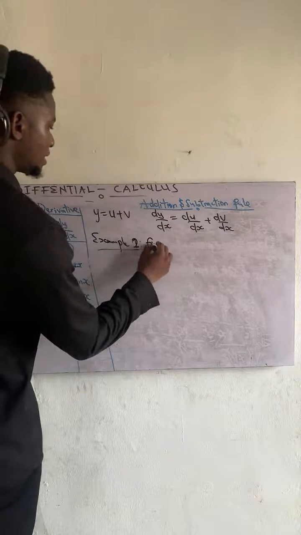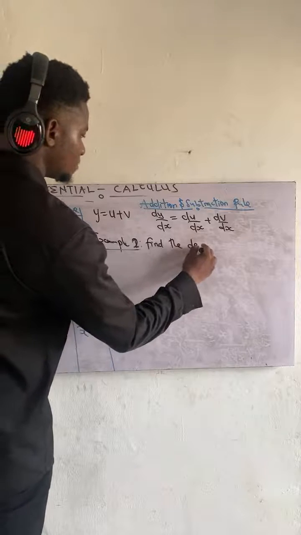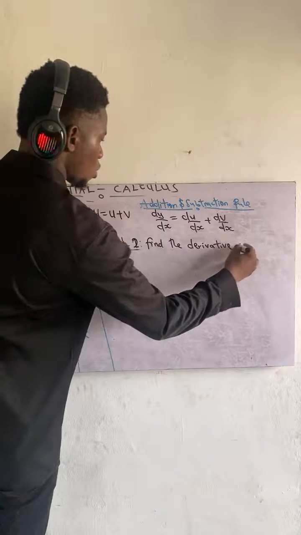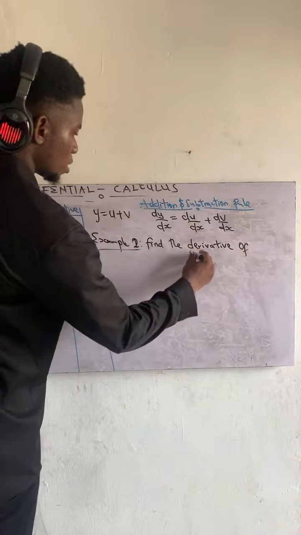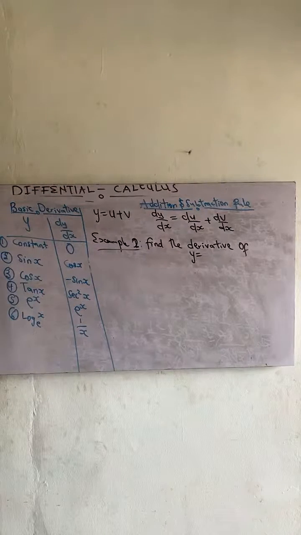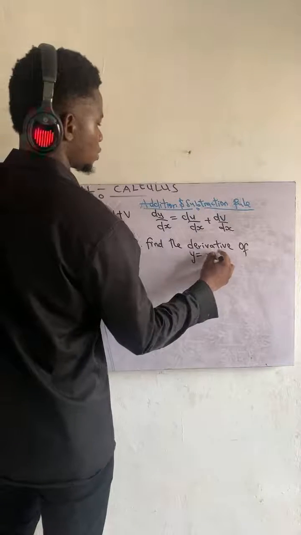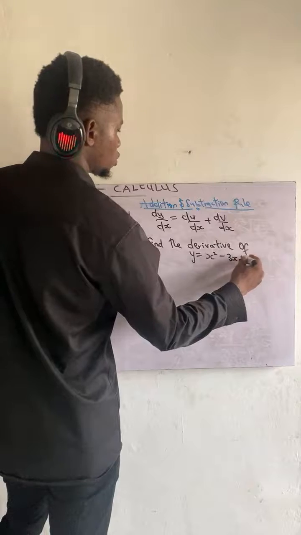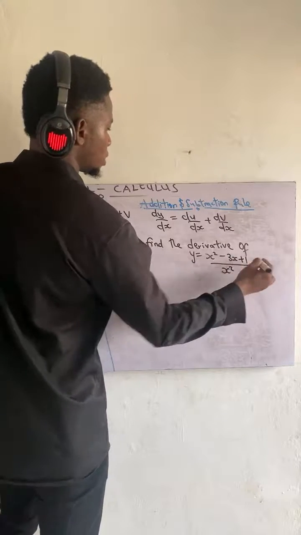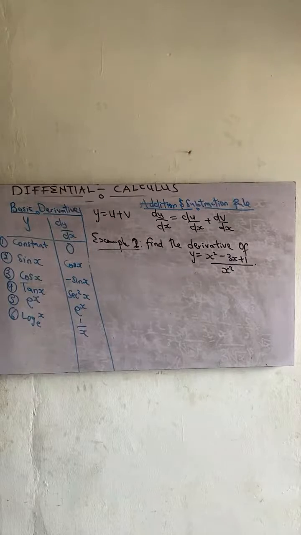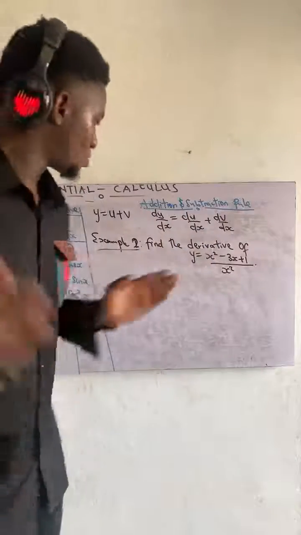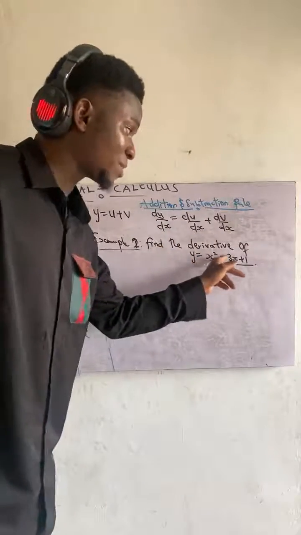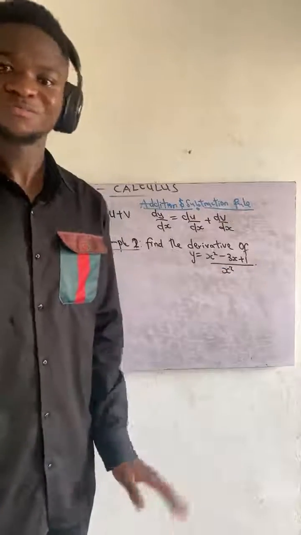Example 2. Find the derivative of y equals x squared minus 3x plus 1 all over x squared. Now guys, you were asked to differentiate this expression, y equals x squared minus 3x plus 1 all over x squared. What are you to do?